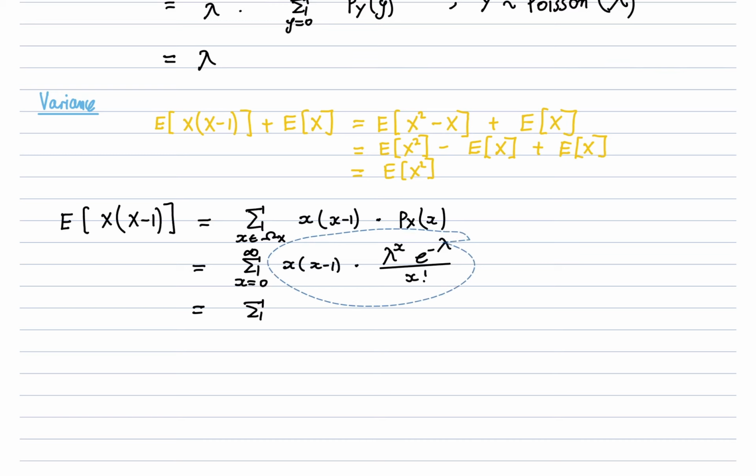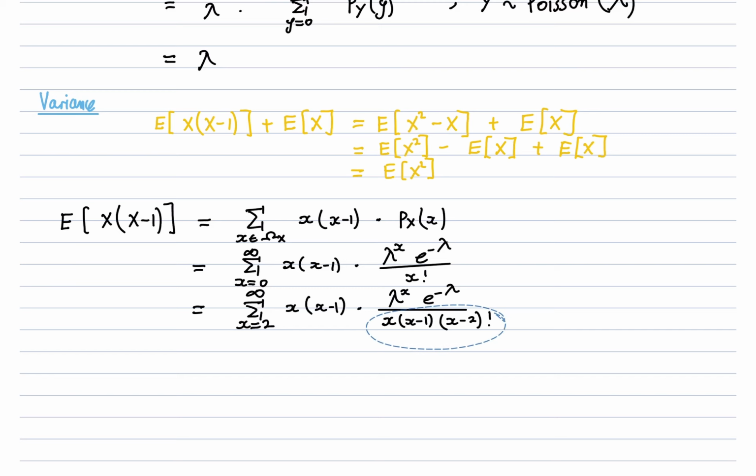We can ignore it. So in fact, what we can do strategically is change the terminal from x equals 2 to infinity, and again rewrite our expression. Lambda to the x, e to the negative lambda, except I'm going to make a little strategic change here. Instead of writing x factorial, I'm going to write this as x times x minus 1 times x minus 2 factorial. And again, by definition of what the factorial is, we can write that expression.